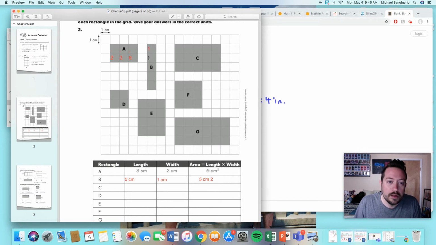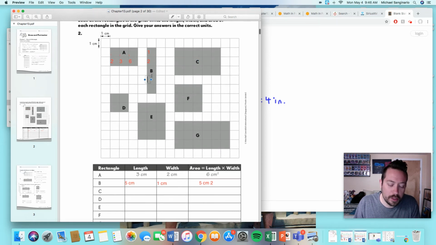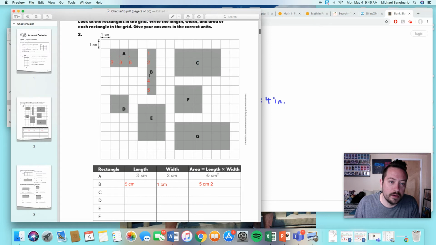Sorry, everyone, I don't know why it's not working. Okay, so B would be 3, this is 4, and this would be 5. See if I can get that in there. Nope, doesn't want to be typed.